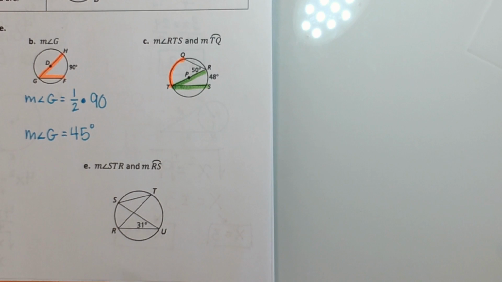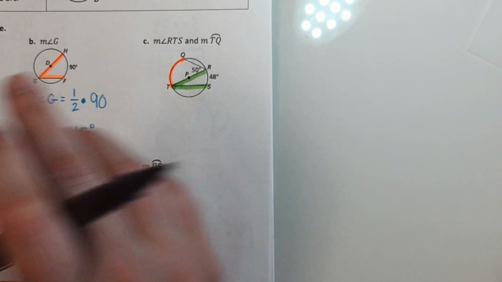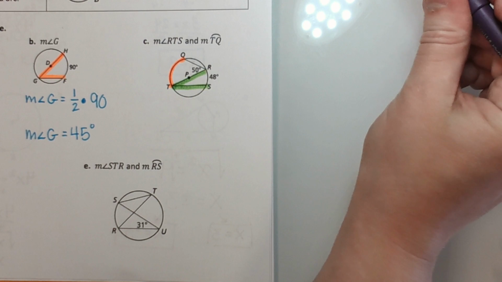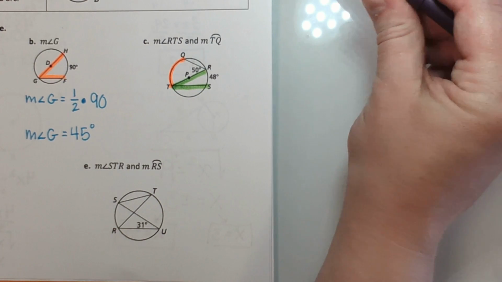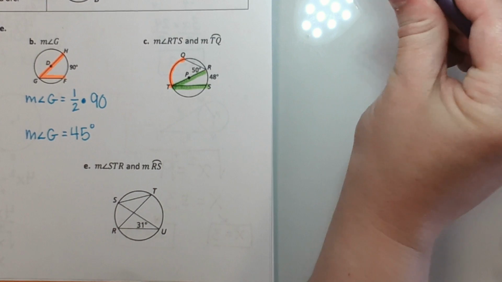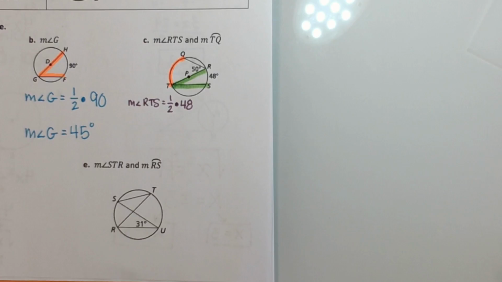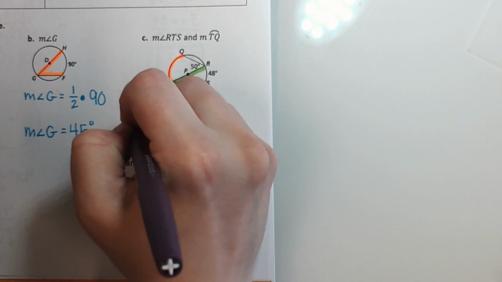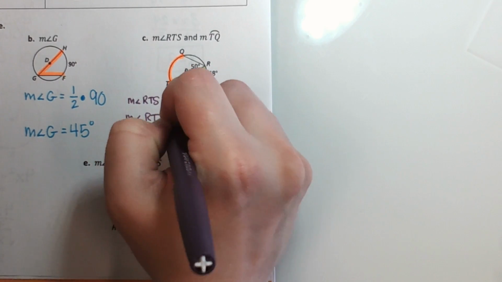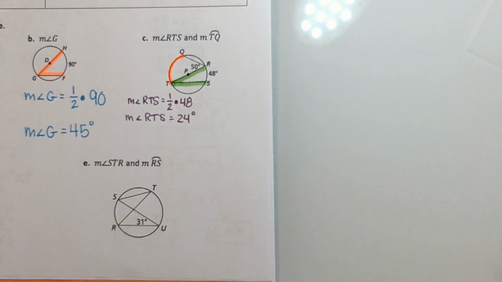Which one are you going to find first? It doesn't matter. You just got to make a choice. Let's go in order, RTS. Measure of angle RTS. Do I half it to get the angle, or do I double it to get the angle? I would double it. Actually, no, it would be half. It's half. Yes. 24 degrees.